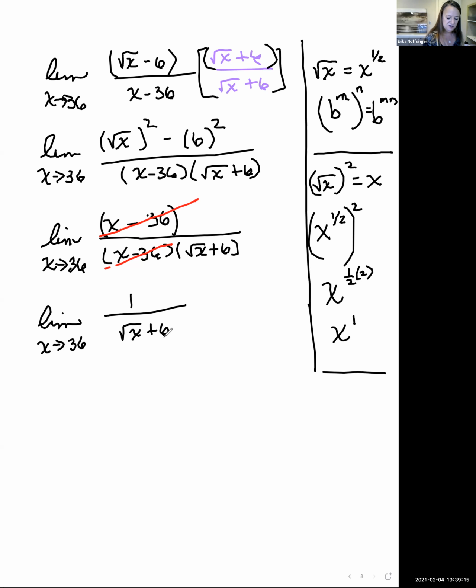So now when we do direct substitution, we're not getting 0 over 0 anymore. So going in with direct substitution, we have 1 all over the square root of 36 plus 6, or 1 over square root of 36 is 6, plus 6 in the denominator, so 1 over 12.